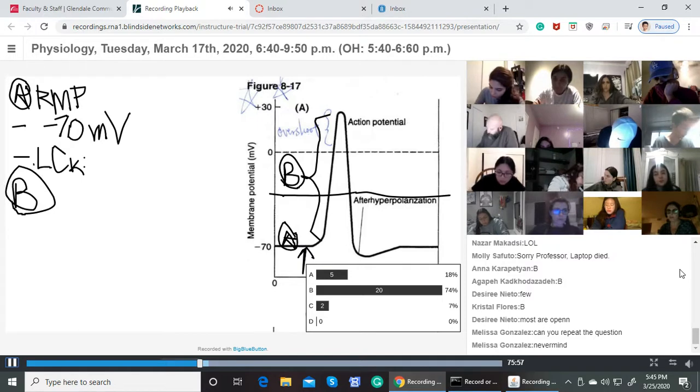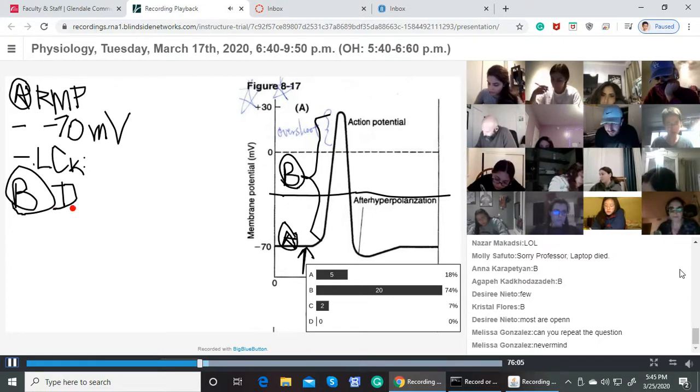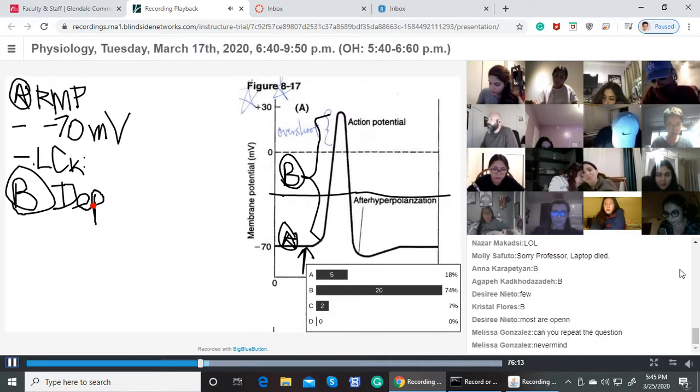Part B, I call this depolarization. Originally, I wanted to do the speed dating thingy online using the break room. But it's okay. Just finish the lecture, then we can go to sleep.